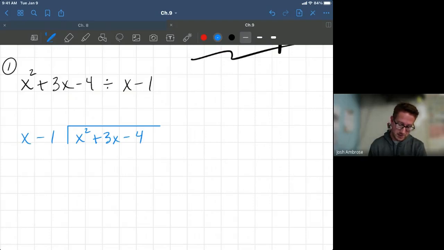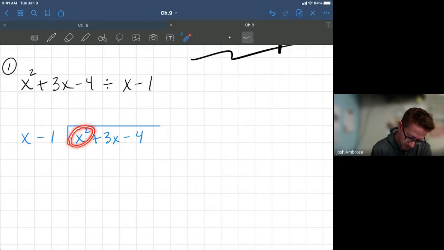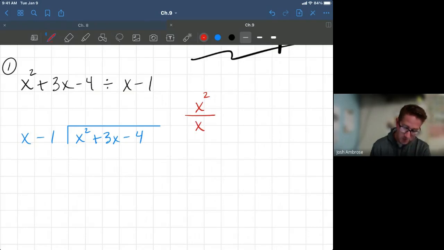All right, so first step, you take the first part of the polynomial and the first part of the binomial. And I'm going to do this off to the side. And you divide those 2 pieces. And when you divide them, they will give you, for this specific case, just x. All right, because there's a 1 right there. Division with exponents, 2 minus 1 will just give you x. Now, that is the first part of your answer.